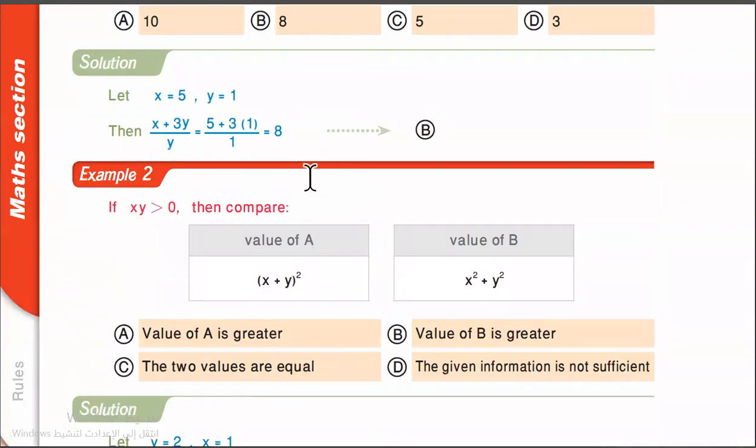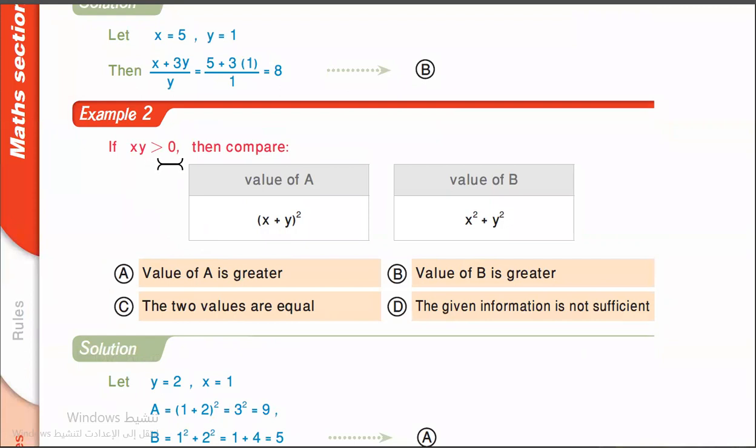Okay, now example number 2. In example number 2, if x, y are greater than 0, then compare between 2 values. I have here 2 values. How do I compare? I don't have any numbers here. So the left one is (x plus y) to the power of 2, and the second one is x squared plus y squared.